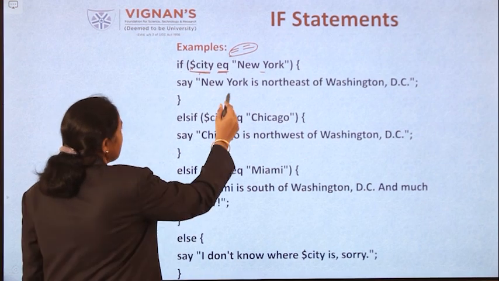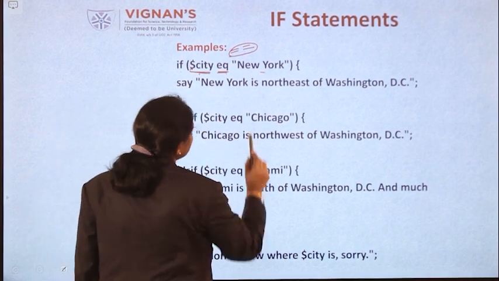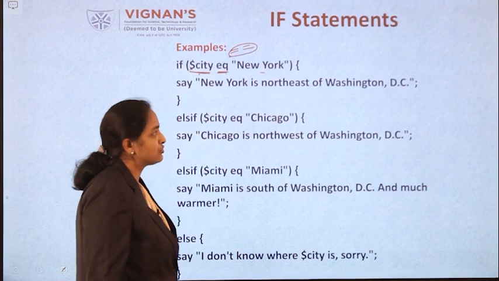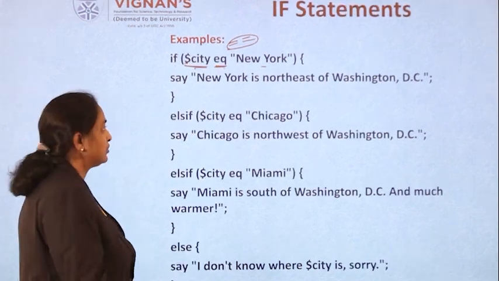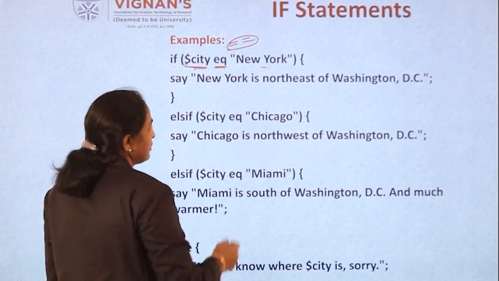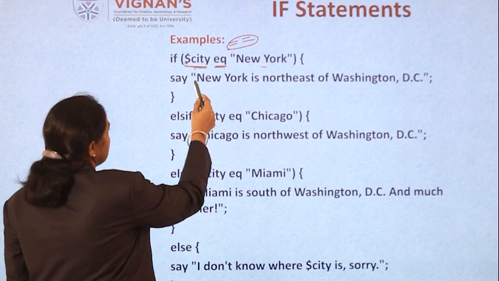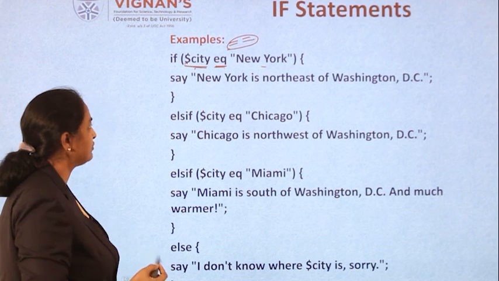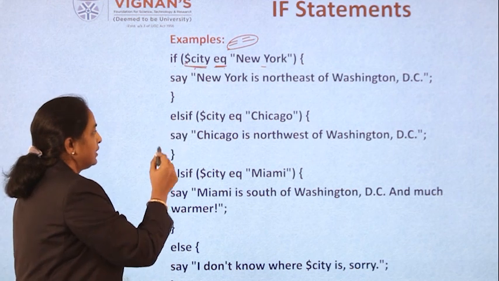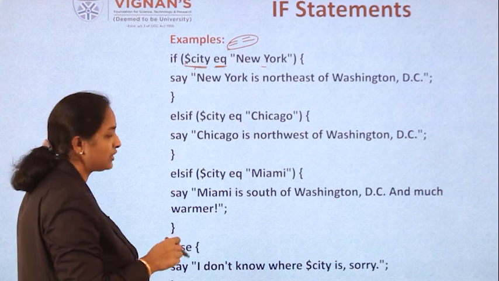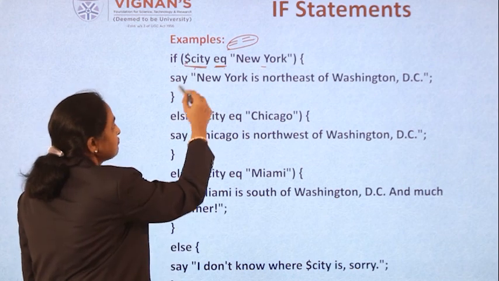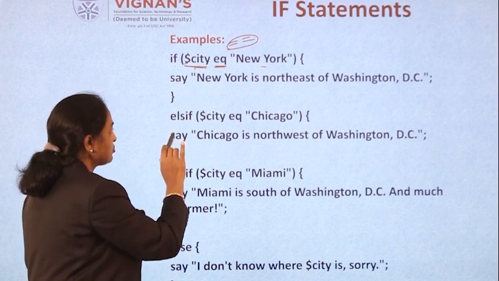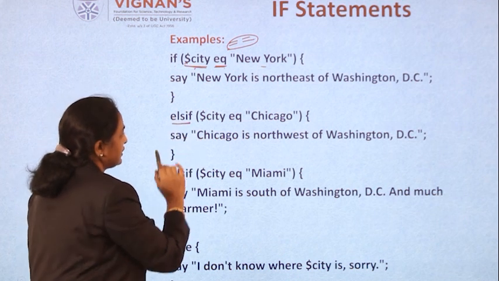then what is the answer? New York is the northeast of Washington DC. If the city is New York, you can stop here. If the city is not New York, but Chicago, then this condition fails. Then again it has to check. That's why it is an if condition.